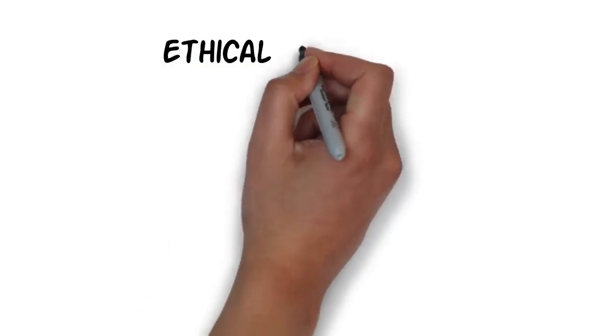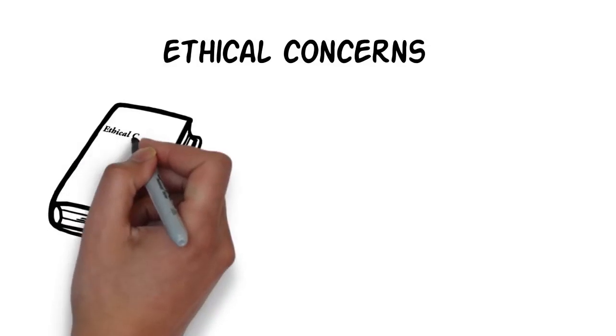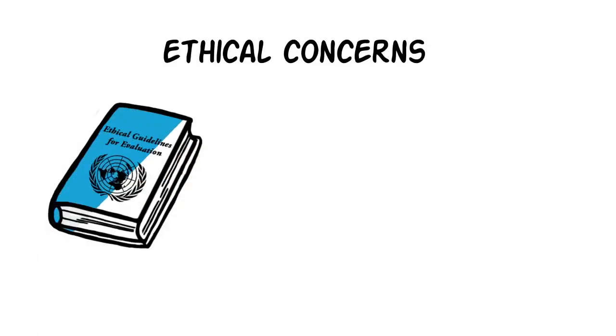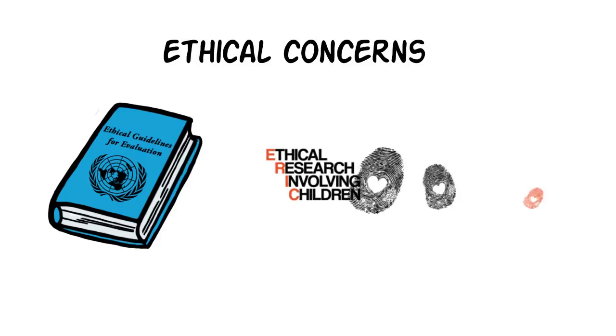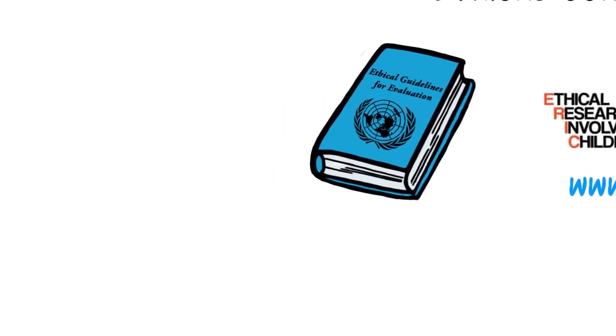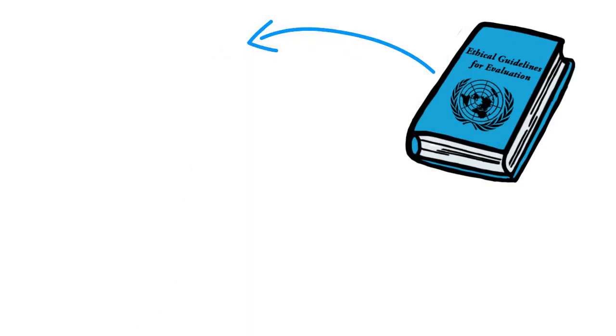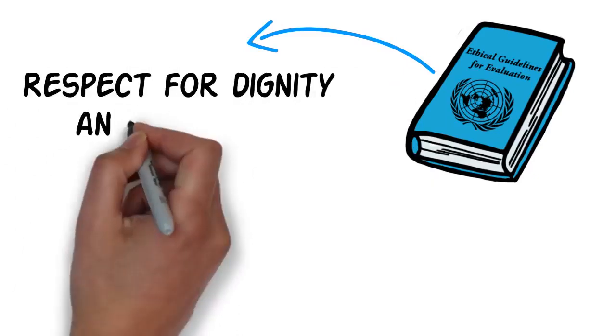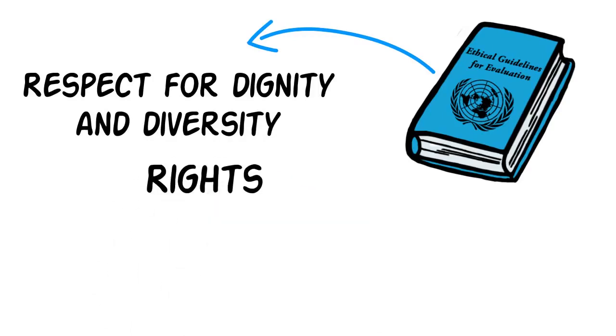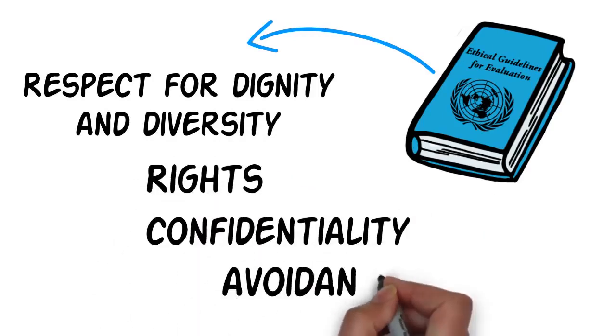Like all UNICEF evaluations, Vadim should follow the UN Evaluation Group's ethical guidelines for evaluation. His team should also consult the Ethical Research Involving Children website for advice on how to conduct evaluations that involve children. The ethical guidelines for evaluation provide a set of obligations to participants of evaluations, which need to be addressed in the design and implementation of the evaluation. Respect for dignity and diversity, rights, confidentiality, avoidance of harm.